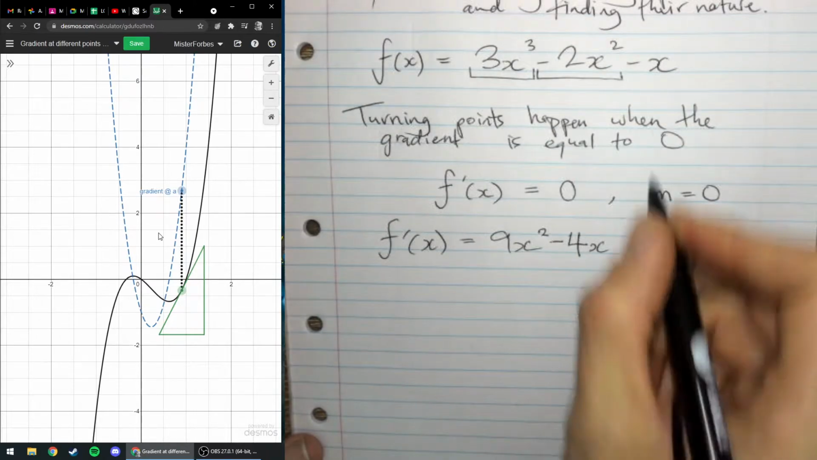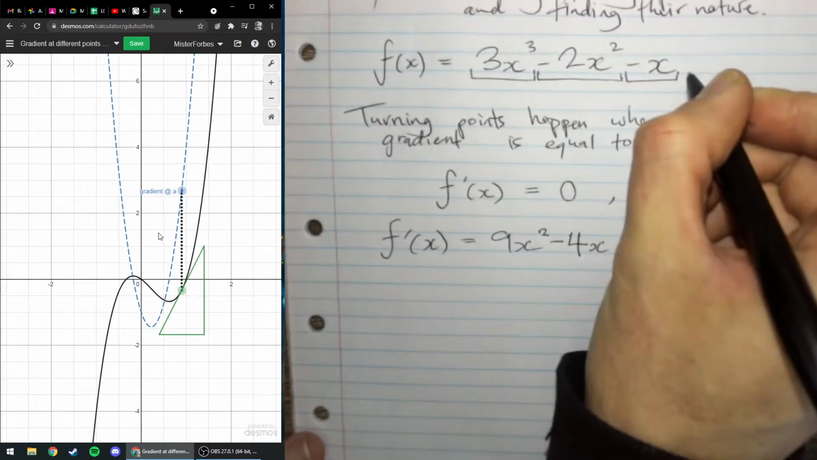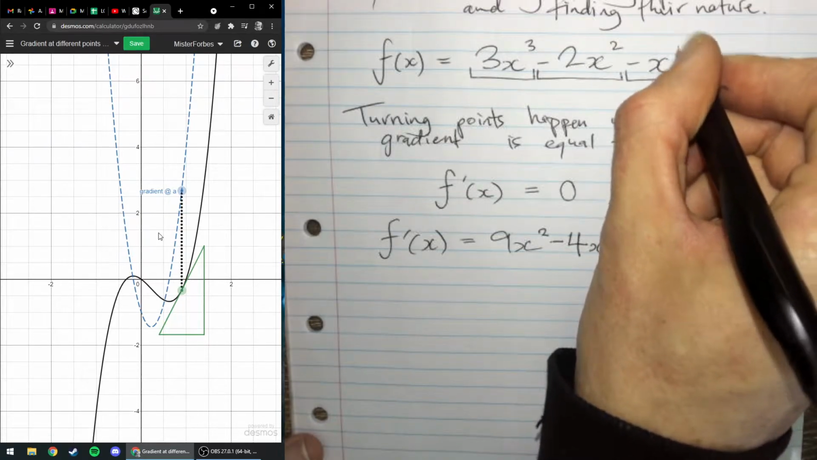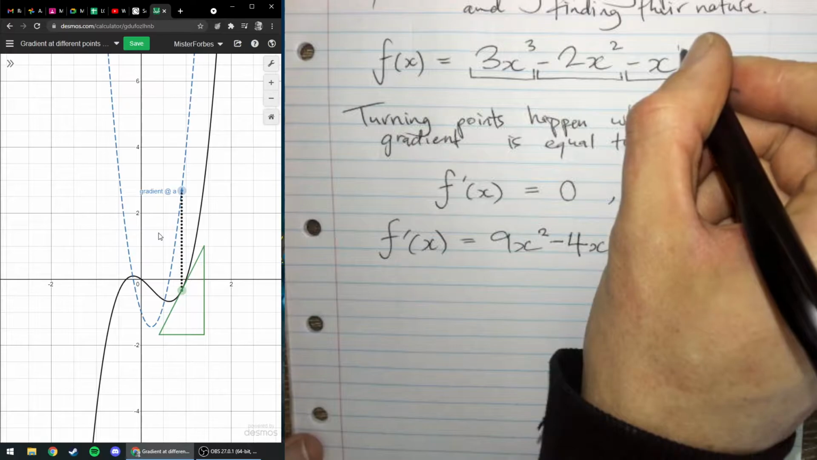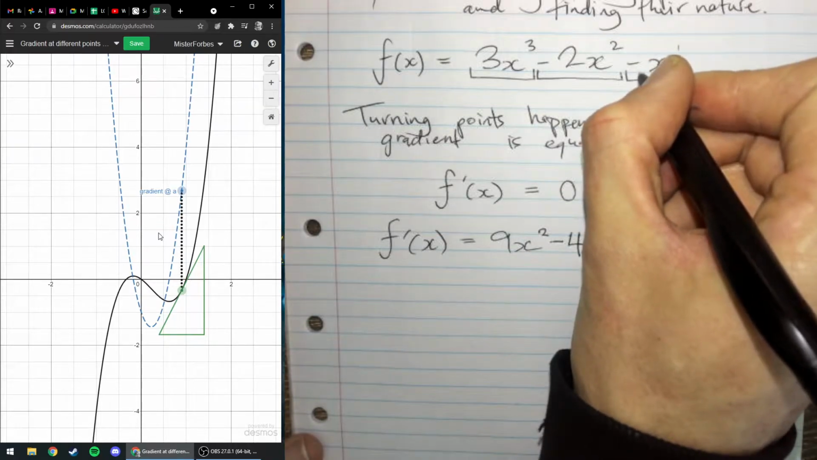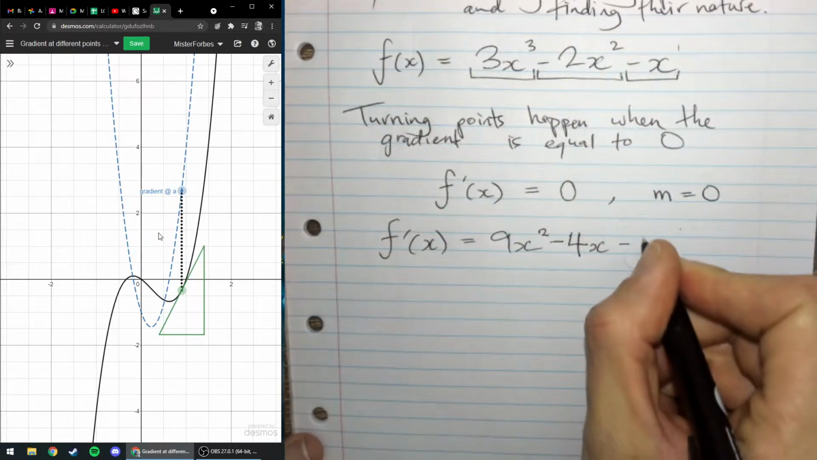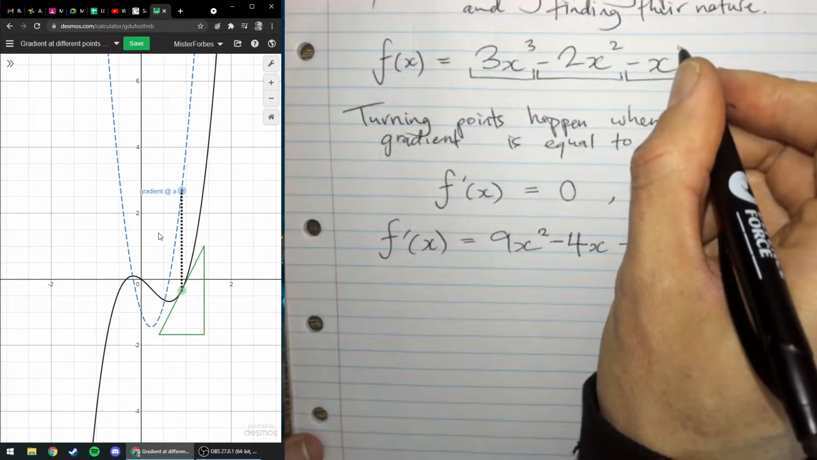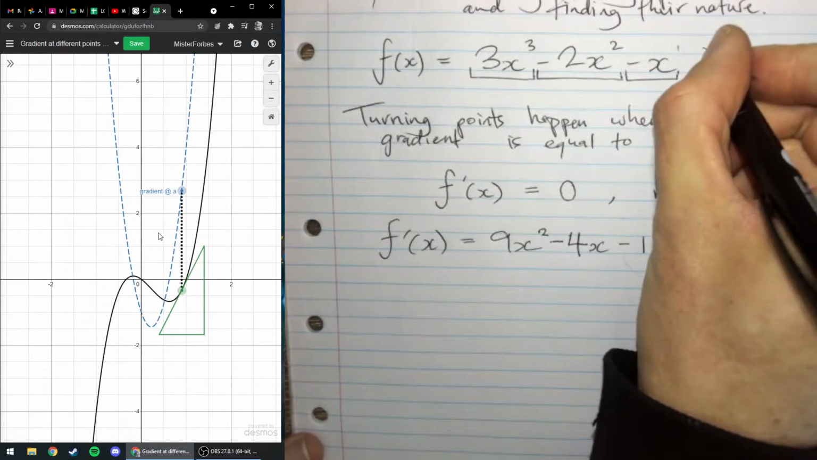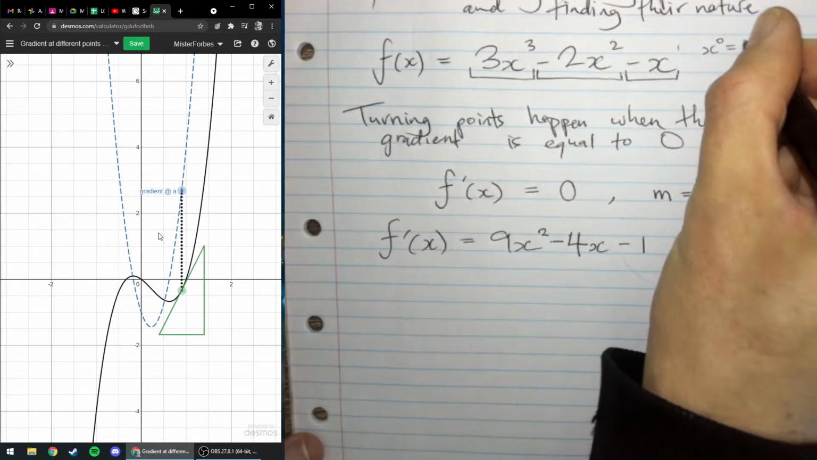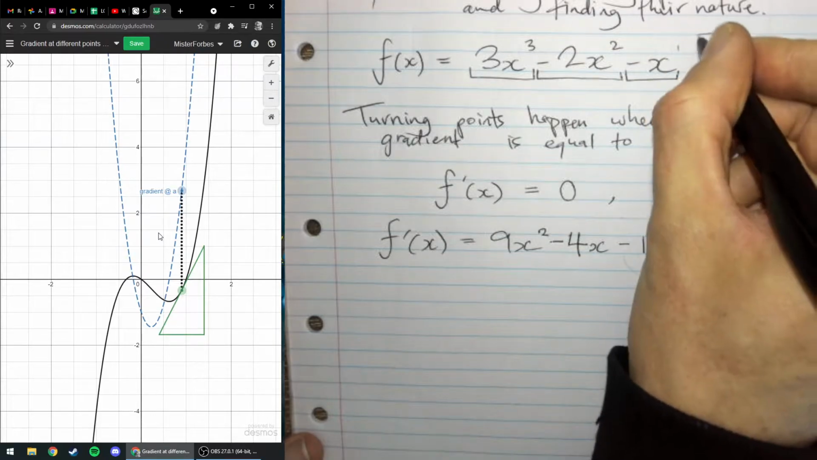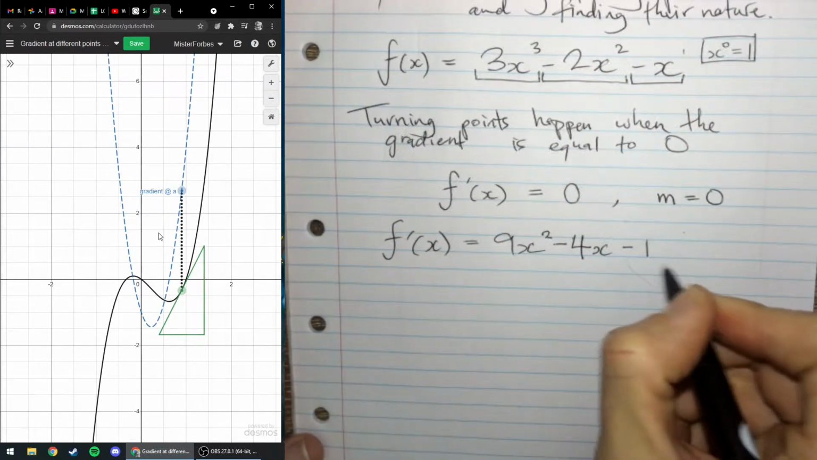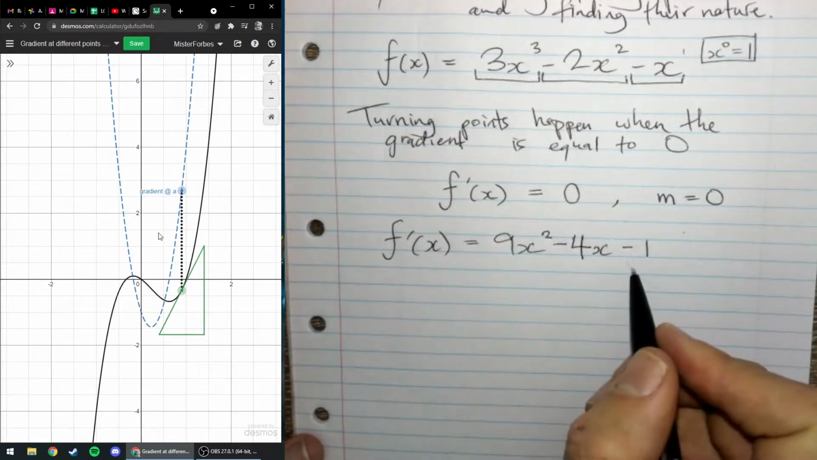Okay. Next up, we're going to deal with this one. That's minus x. Now, secretly, there is a to the power of 1, but we don't write that, remember? So what's going to happen here is we're going to multiply it by 1. So it's going to be negative 1. And then x to the power of 1 minus 1 is 0. And we know that anything to the power of 0 equals 1. So that's this idea again. And so therefore, we don't even write the x down here. So this is the derivative here.